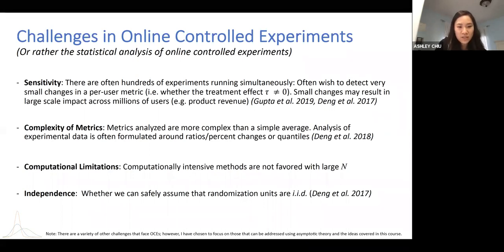And then there's sometimes the issue of independence. While there is randomization in these online controlled experiments, there is the distinction between a randomization unit and an analysis unit. And that variation between the level at which you analyze and the level at which you randomize can sometimes create dependence between your observations. Next slide, please.